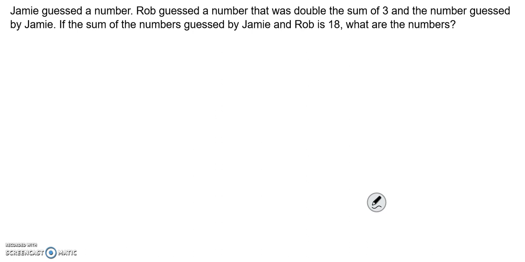It says what are the numbers, so should we try to figure out what they are? Well, that's what we're always trying to do in the problem. We're always trying to figure out what the number or numbers are. But in all the other problems we've done, we've only had one number, and we've said let x be the number. But now we have 2 numbers, and x can only be one of them. So what should we do?